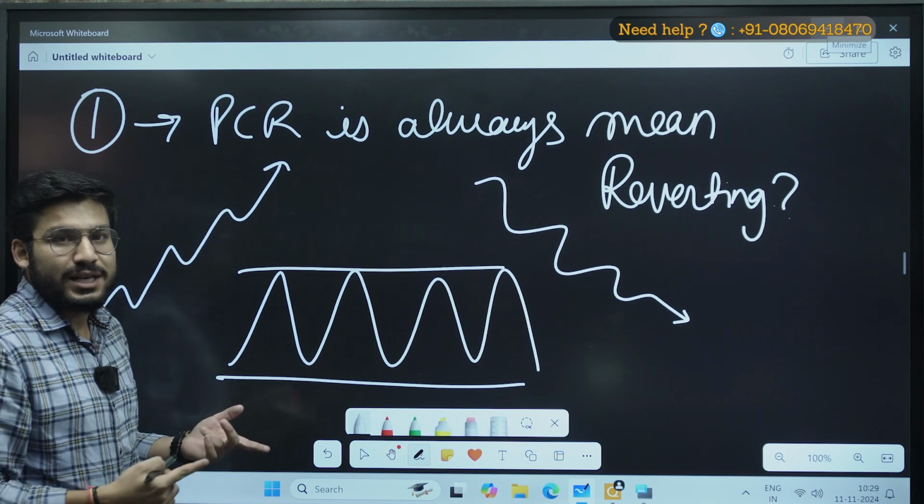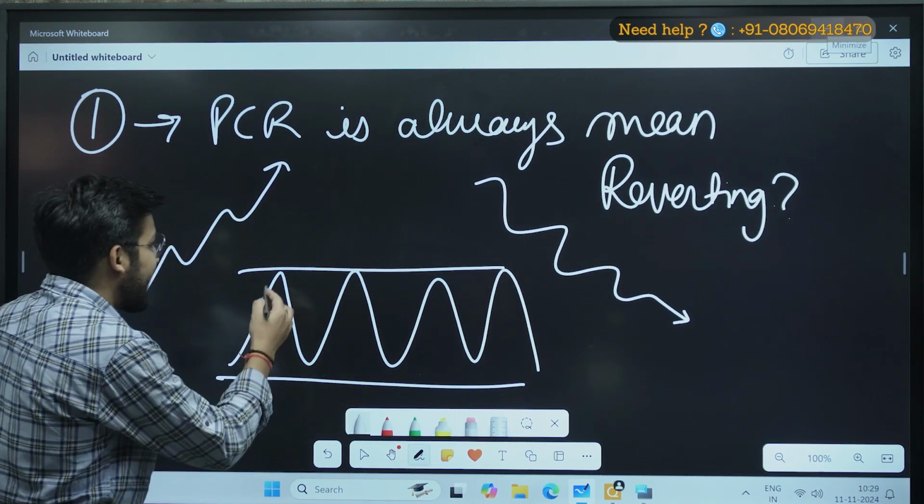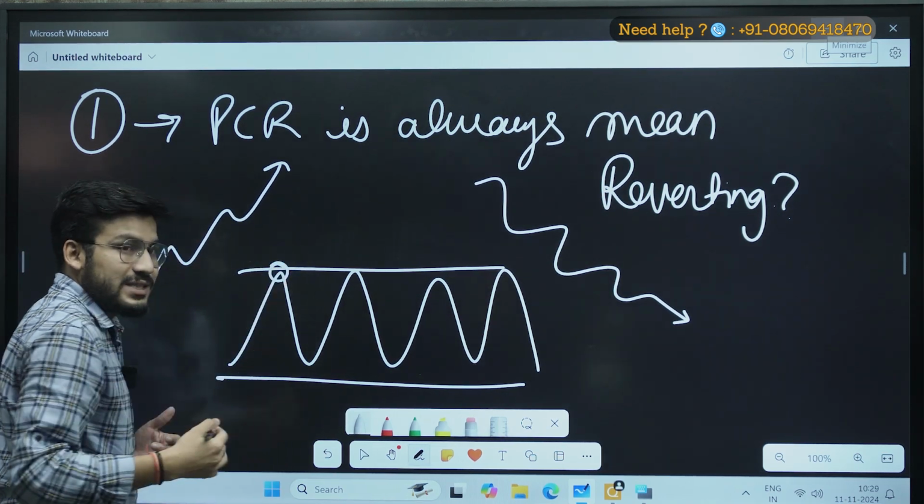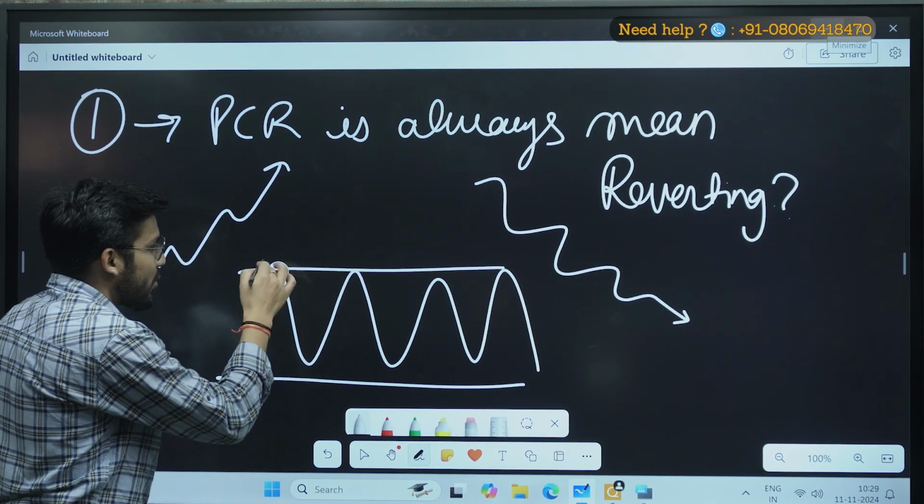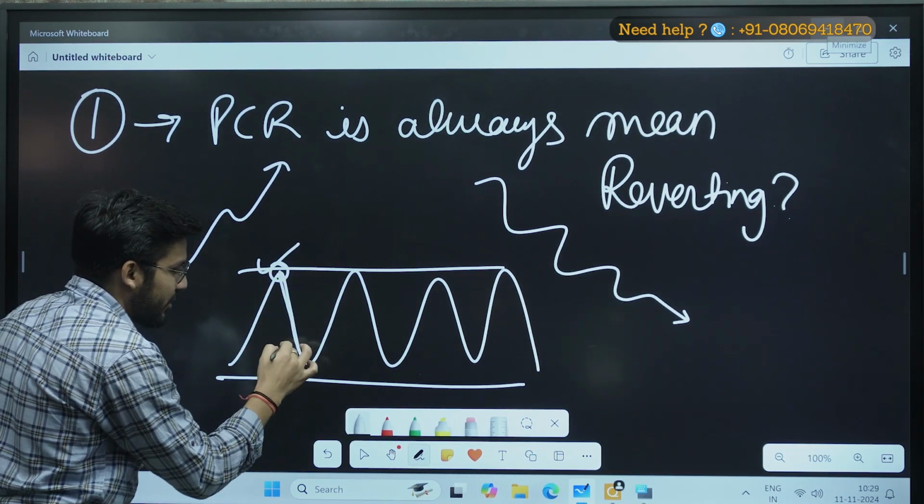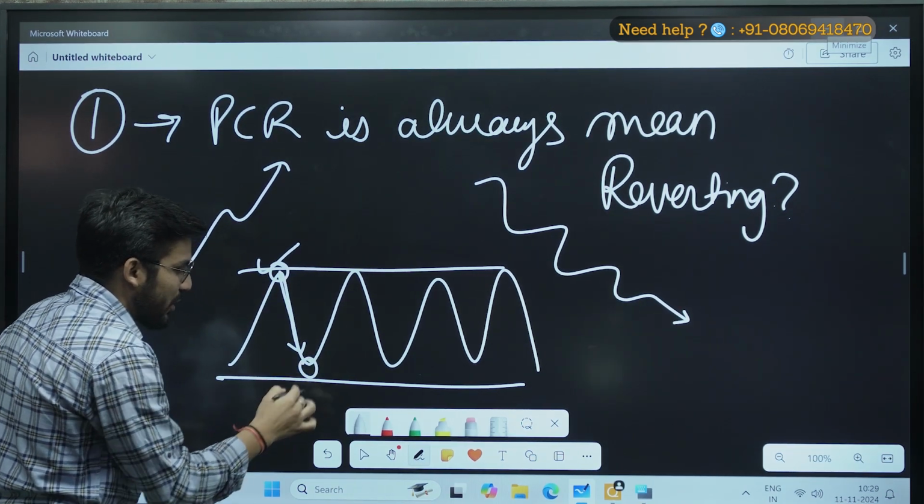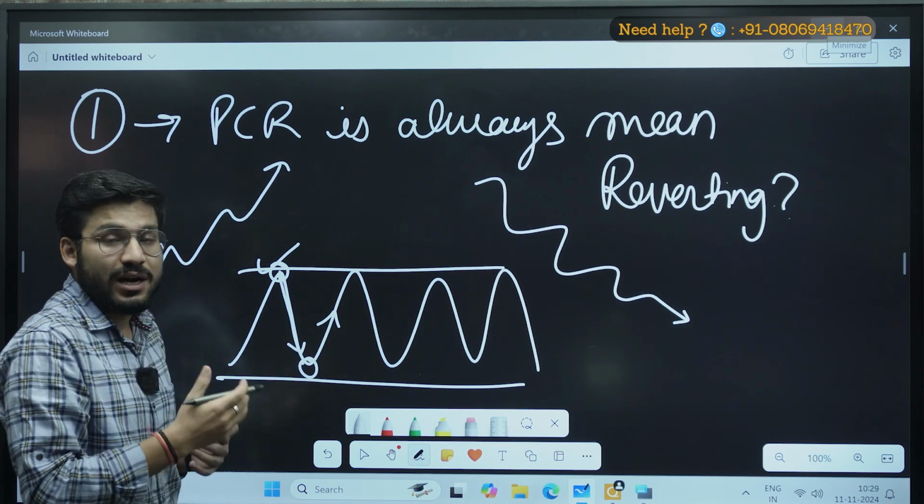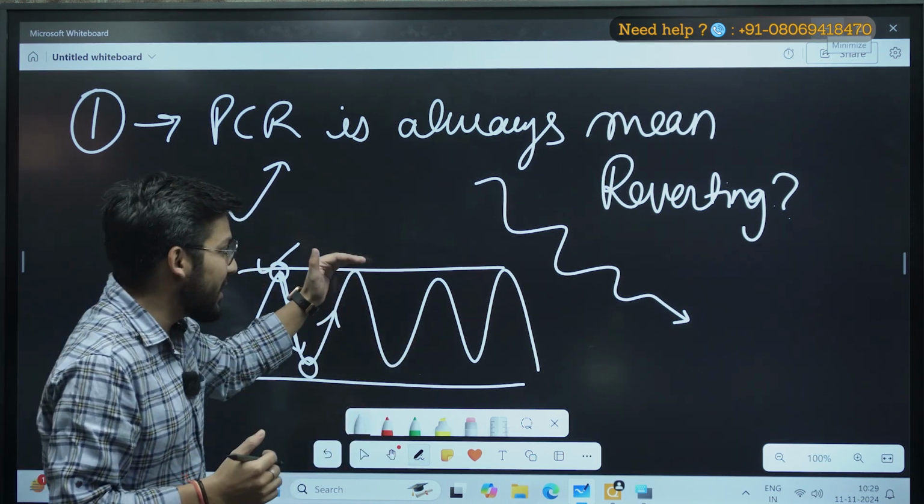That is why we are saying the PCR is mean reverting, because it will always revert back to its mean position. If it goes above, it will drop down. If it goes further below, it will again move in the upward direction. So this is how we have to trade.